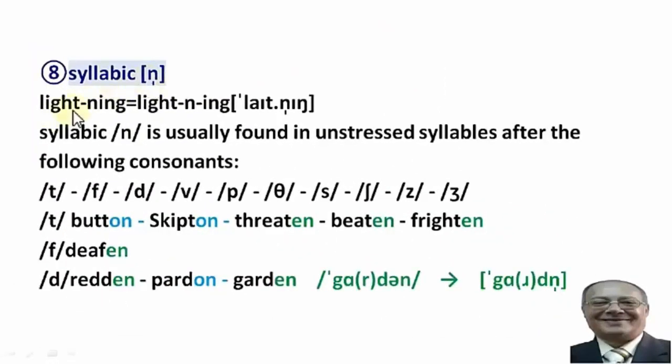Syllabic N: lightning. Syllabic N is usually found in unstressed syllables after the following consonants: T, D, V, P, F, S, SH, Z, J. Button, skeleton, threaten, beaten, frighten, deafen, redden, harden, garden.